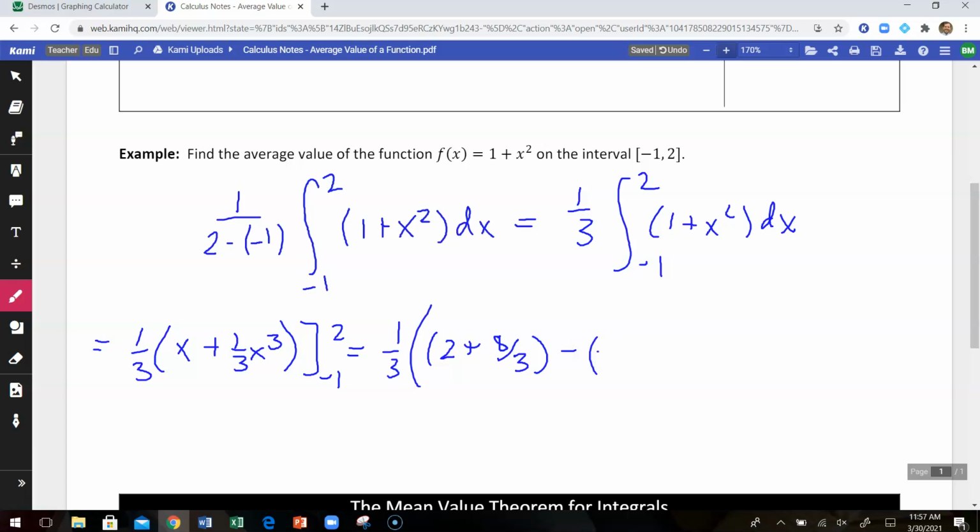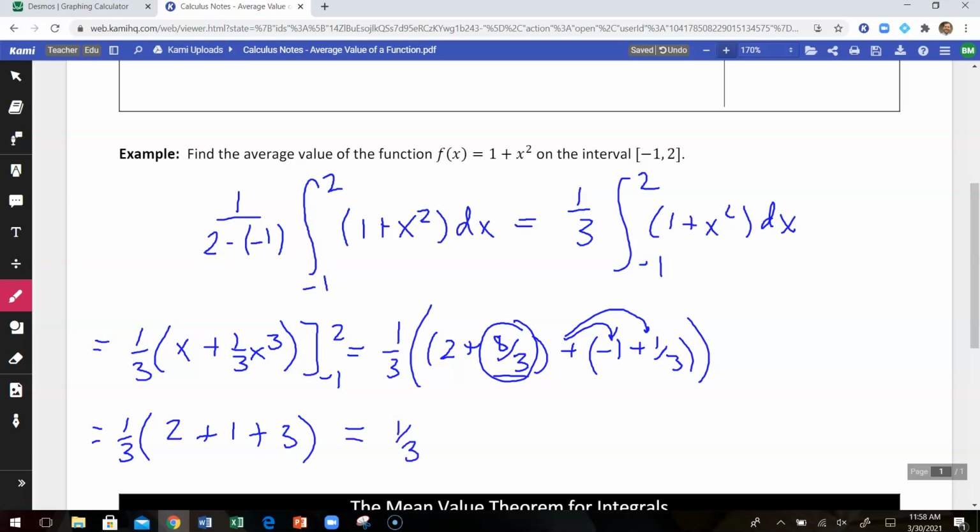Minus, if we plug in -1, we're going to get -1, and then -1 into 1/3 x cubed is going to be -1/3. So that's going to give us 1/3 of 2. I'm going to save this for a minute. So minus -1 is going to be plus 1. And then what we have here is 8/3 minus -1/3, so plus 1/3. 8/3 plus 1/3 is 9/3, which is 3. So that's 1/3 of 6, which is 2.